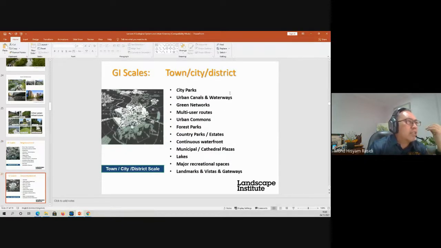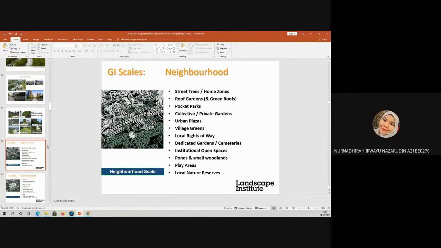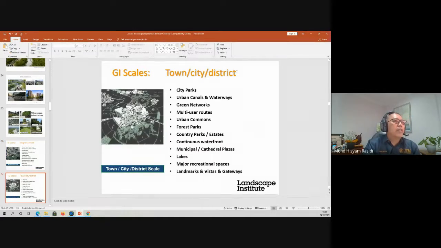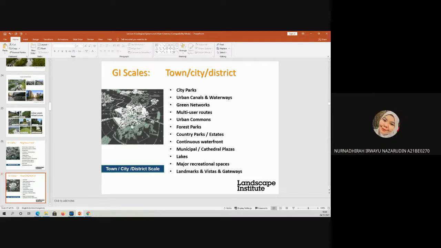Okay, so this is just to see the different types of districts. Every type of area will have different needs at the green infrastructure scale. So you can see, for example, the creation of city parks, urban canals and waterways, green networks, multi-user roads, urban commons, forest parks. All of these are places where we must deal with green infrastructure.